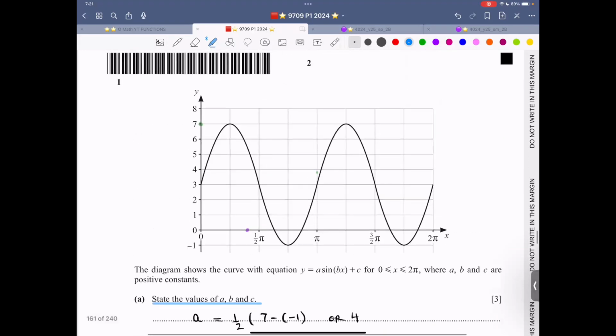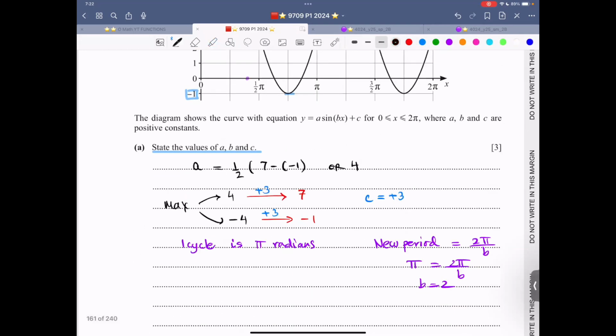First of all, what we determine is that we have the maximum value, which is 7, and the minimum value, that is -1. The difference between maximum and minimum, half of that is the amplitude. The amplitude A is the coefficient of the trig function for sine and cosine, and it is half the difference between the maximum and minimum. It's not the average, it's the difference. So this comes out to be 4.